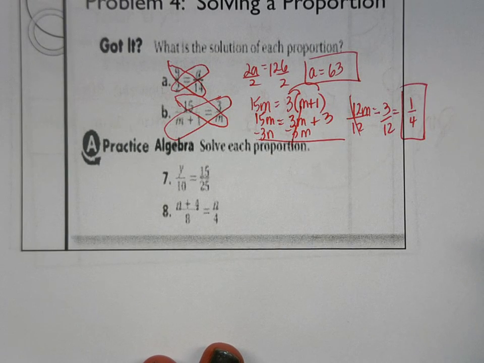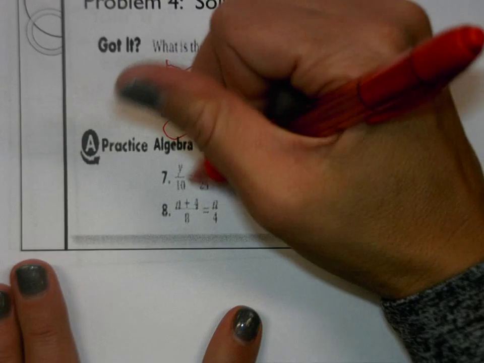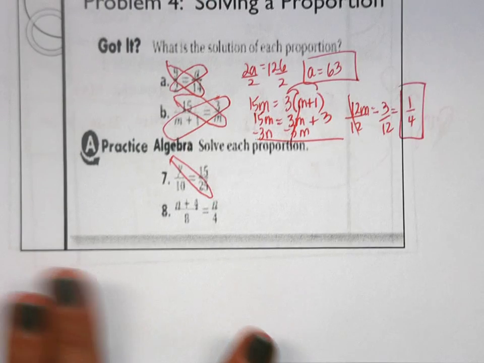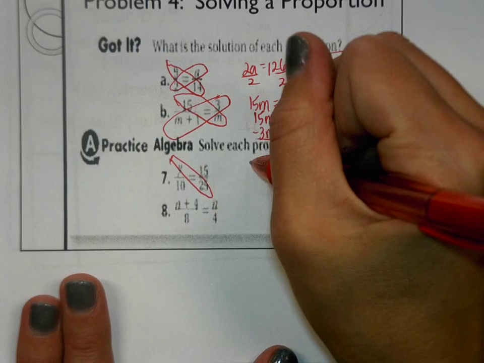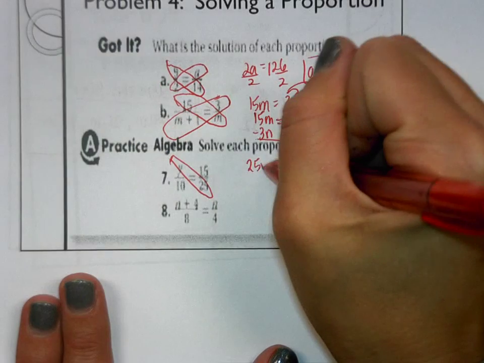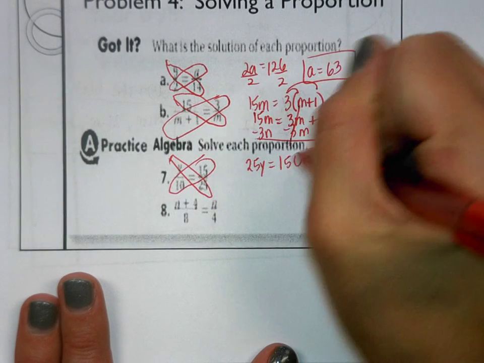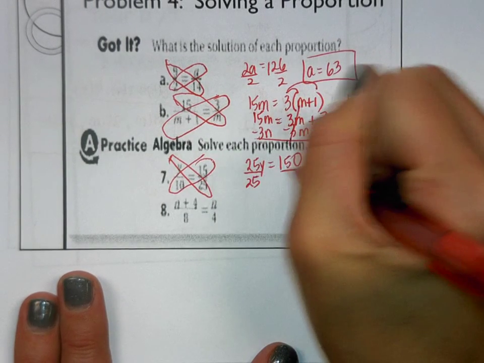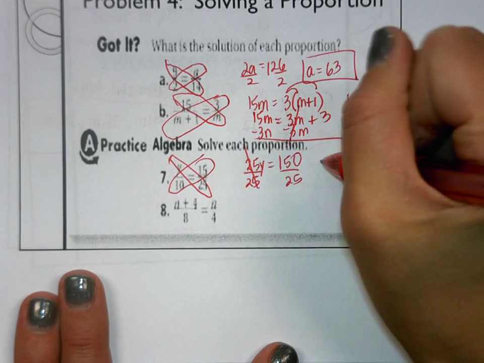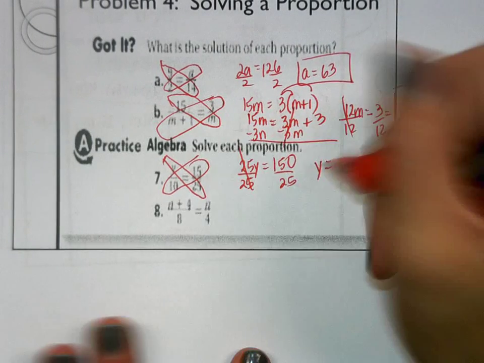Okay? 7 and 8. 7, we cross multiply. We get what? 25y equals 150. When we divide by 25, think about quarters. How many quarters would be in $1.50? 6. Y equals 6.